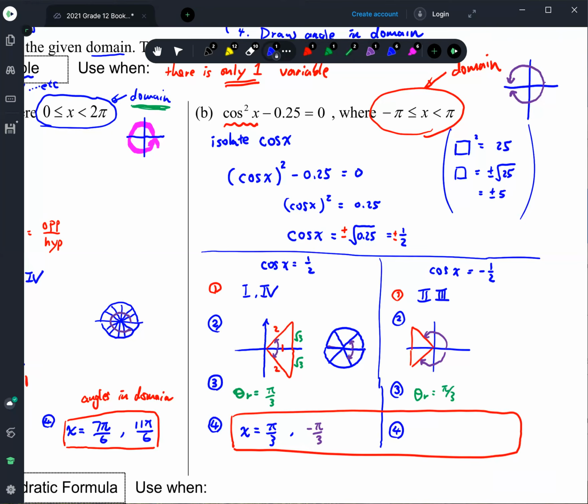Most of the time, the domain will be just a regular one, like 0 to 2 pi, okay? I would say like 85% of the questions is 0 to 2 pi. I still need to know if the domain changed, right? What do you do?